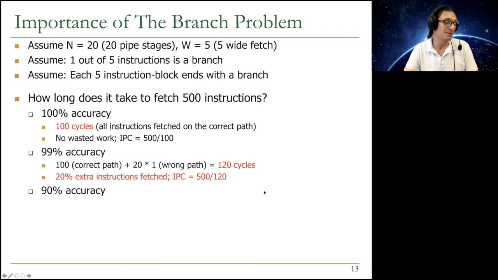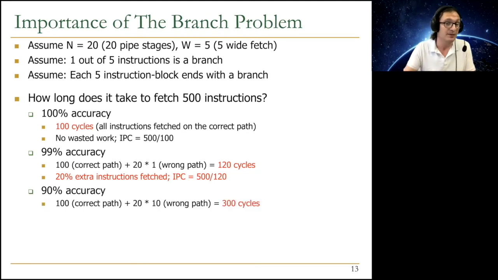Okay, let's go to 90% accuracy. 99% is a lot, actually, very good. If you go to 90%, the problem becomes worse. So 90% means 10 of those branches is mispredicted. So I have 100 branches, 90% accuracy, meaning 10% misprediction rate. 10 of those branches mispredicted. I still need to fetch 500 instructions. To be able to fetch 500 instructions, I need to spend 100 cycles on the correct path. Now I'm spending 200 cycles on the wrong path. Why?